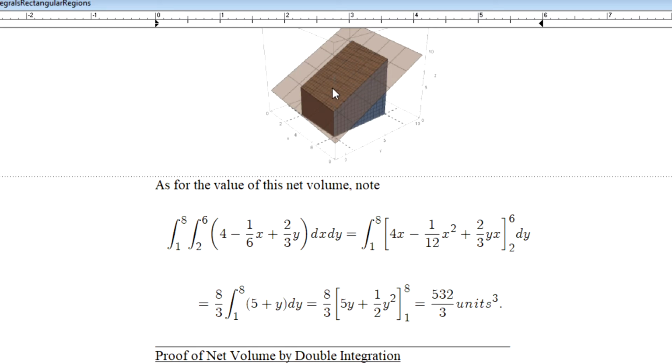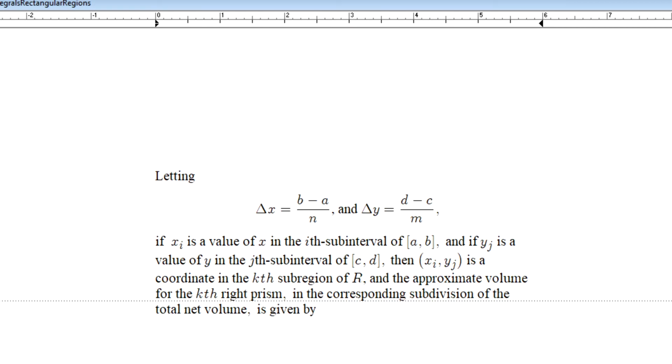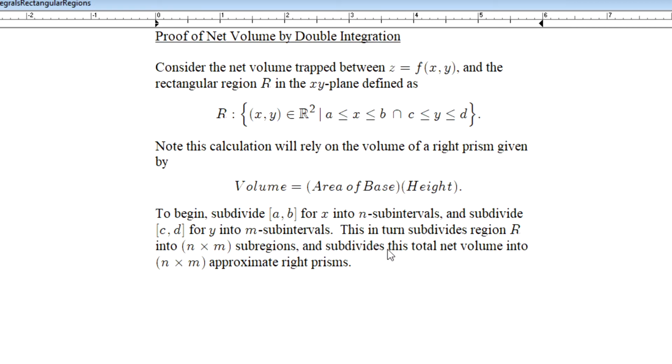But there will be n by m of those, n times m of them. Again, if we subdivide from 2 to 6 into 10 and from 1 to 8 into 10, we would have 100 regions for R, and this solid would be divided into 100 sub-right prisms. So that's what we're opening up with.